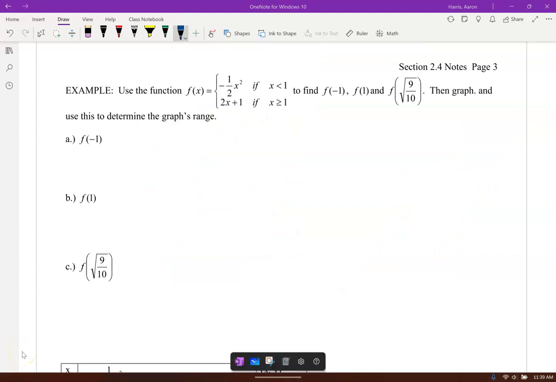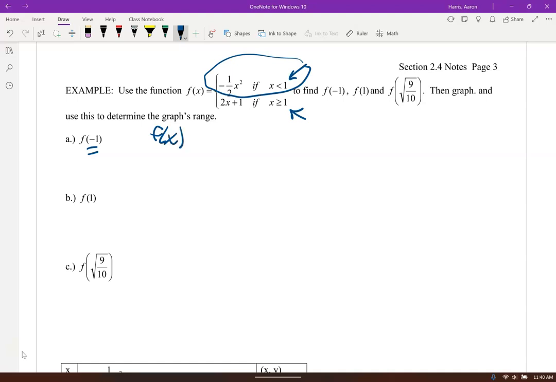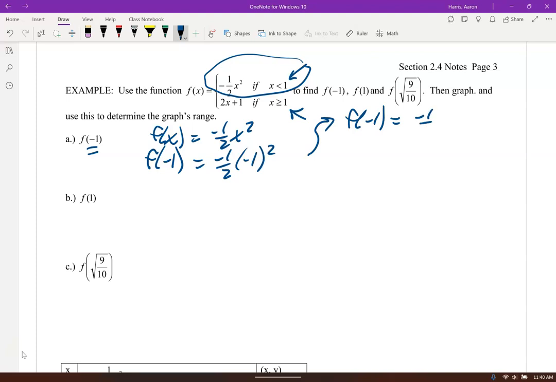All right, when you're taking a look at f of negative 1, you got to decide, is negative 1 less than 1 or is negative 1 greater than or equal to 1? Well, of course, it's less than 1, so I got to use the top one. So you plug in the negative 1, so I got negative 1 half times negative 1 squared. So f of negative 1 is negative a half. Negative 1 squared is just a 1, so you just end up with negative a half. So you have the point negative 1, negative a half on the graph.